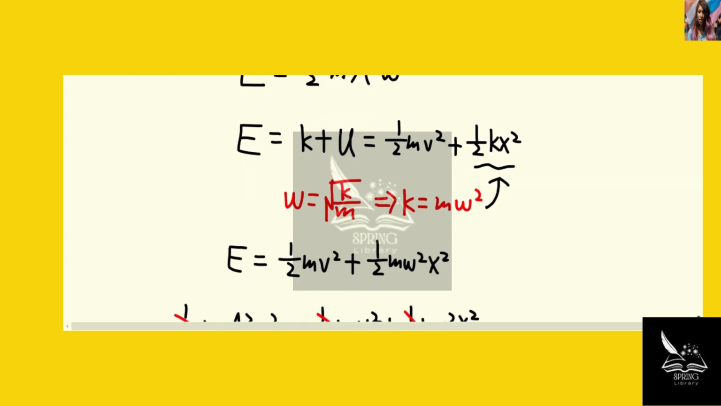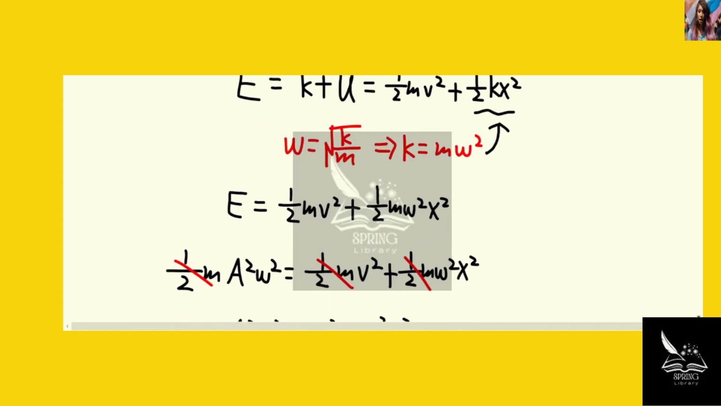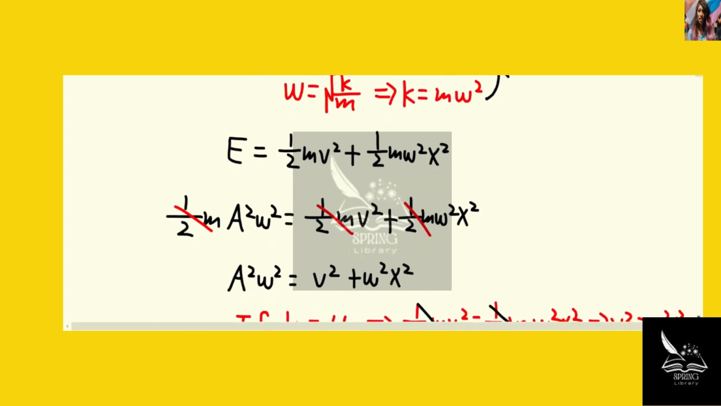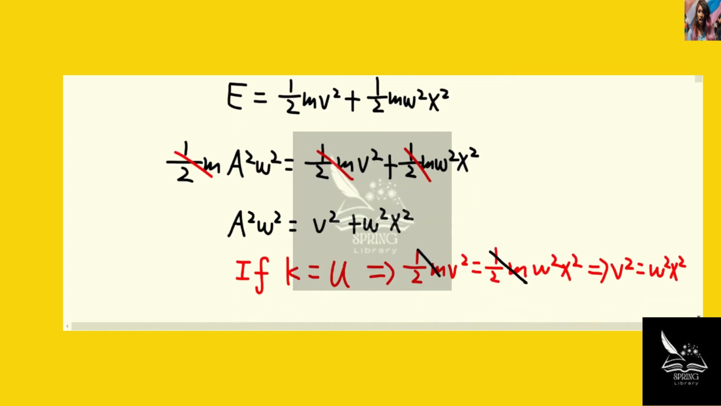So if we plug it back into the equation here, we have E is equal to 1/2 mv squared plus 1/2 m omega squared x squared, which gives 1/2 m a squared omega squared is equal to 1/2 mv squared plus 1/2 m omega squared x squared. And as you can tell, 1/2 m can cancel out. So therefore, a squared omega squared is equal to v squared plus omega squared x squared.